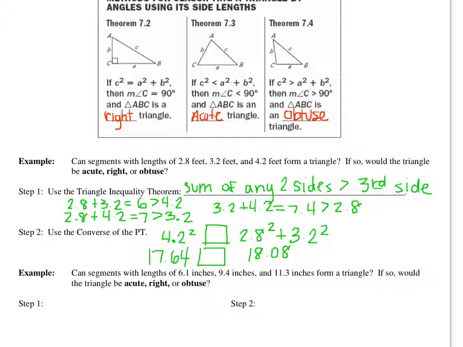Well, 17.64, that is less than 18.08. And since we set it up right, we put our longest side, what would be our hypotenuse, first, we know that we have an acute triangle. It's not our hypotenuse because it's not a right triangle, but our longest side must go first when we're doing this.